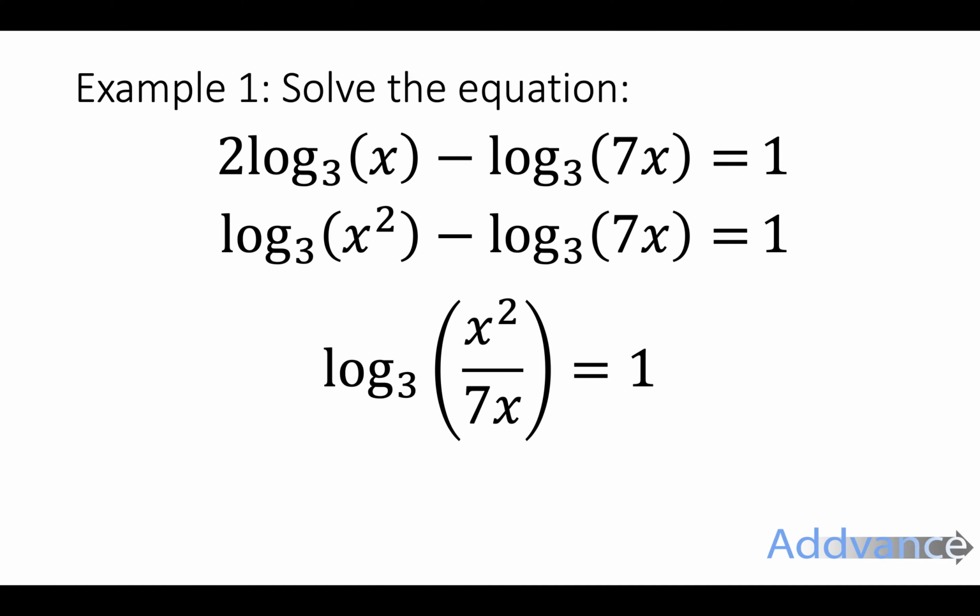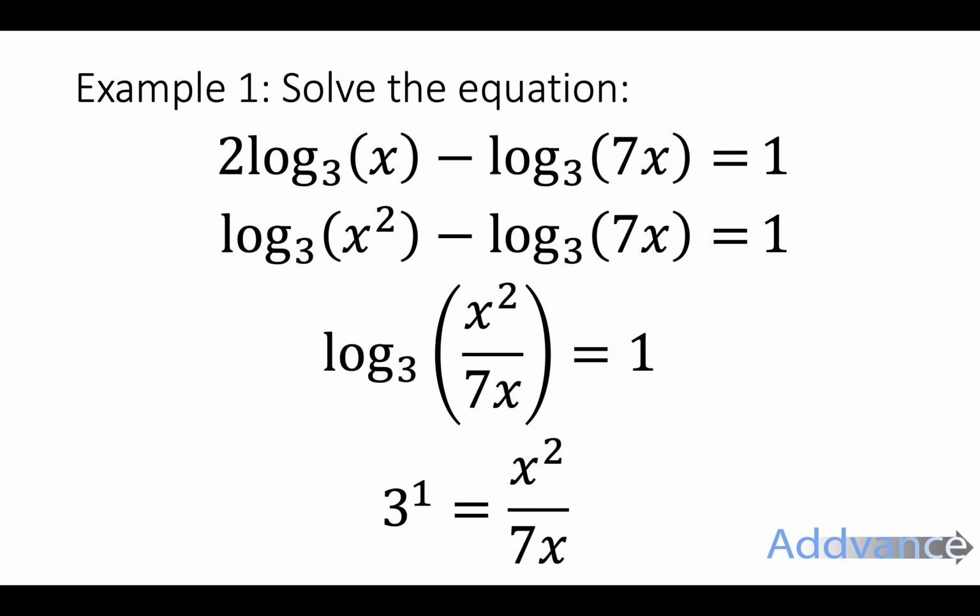Now we can rewrite it as a power. So 3 to the power 1 is going to be x squared over 7x. So we rewrite it as a power, we convert it to a power. 3 to the power 1 is just 3, so we can write 3 equals x squared over 7x.